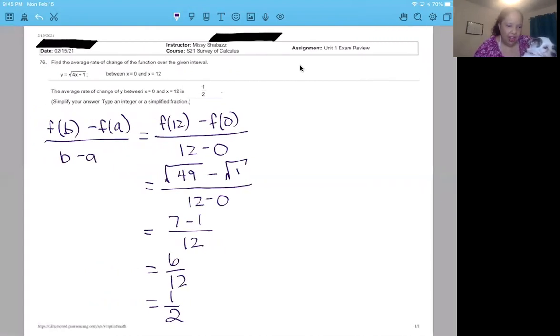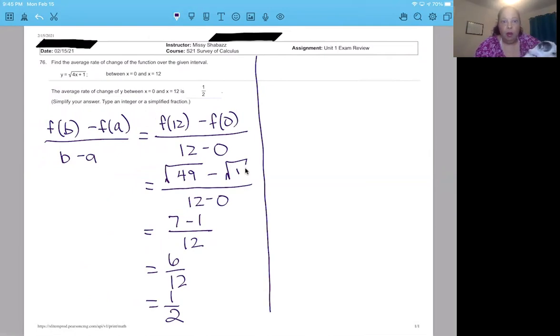I thought I had an instantaneous rate of change. Let me just remind you, I want to make sure that I get at least one instantaneous rate of change in here. So let me go to my MyMathLab and find it. I apologize.